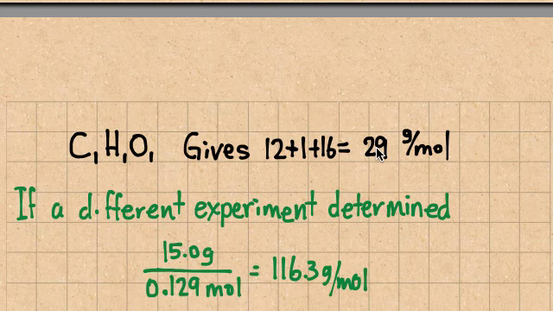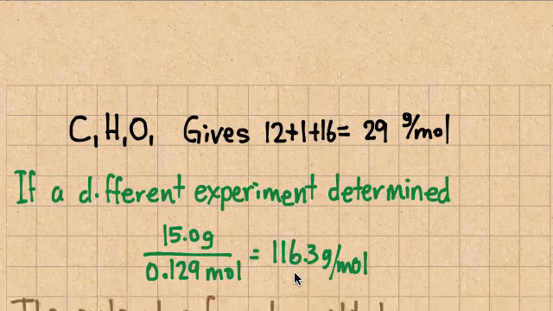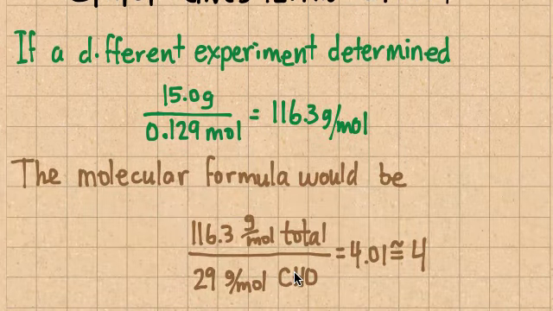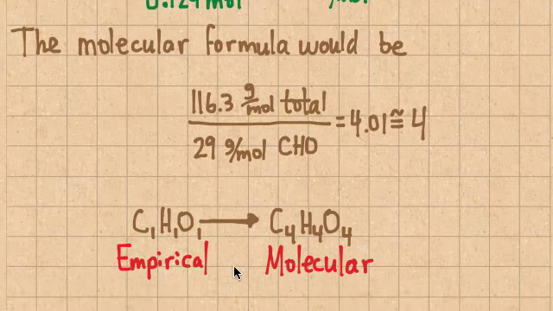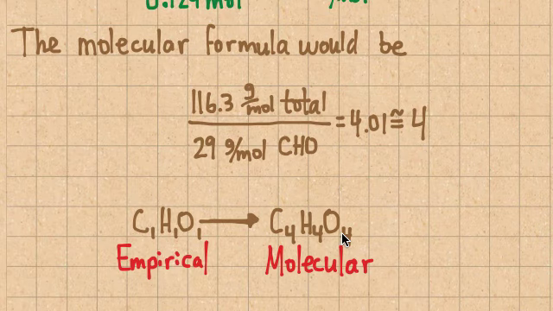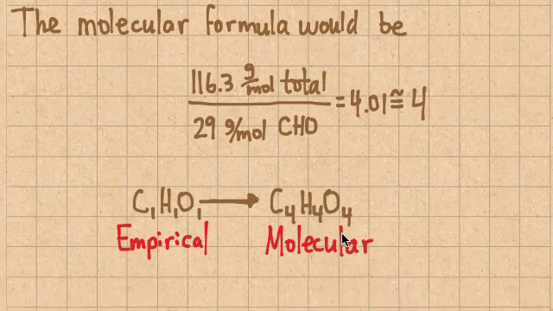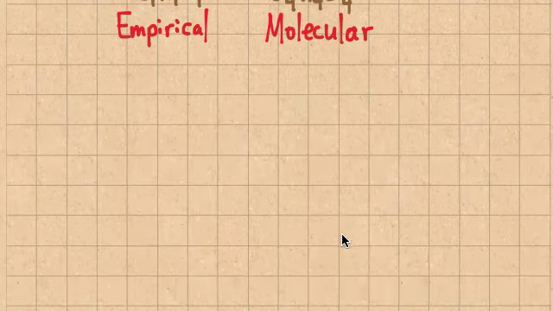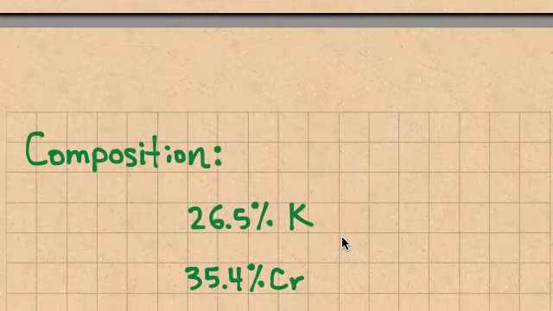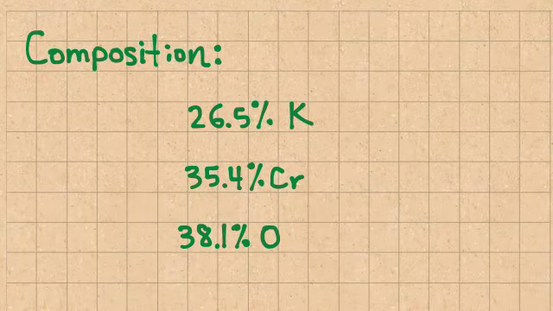So the question is, how many of these 29s fit into the 116? And the answer is 4. So what? That means the empirical formula, C1H1O, is really 4 times bigger than that. And there's an acid, what's this acid called? Oh golly, maleic acid, I think. I have to look it up, I've forgotten. But it really does come out to that molecular formula. All right, one more, well, at least one more. This is so much fun, I could go on forever.